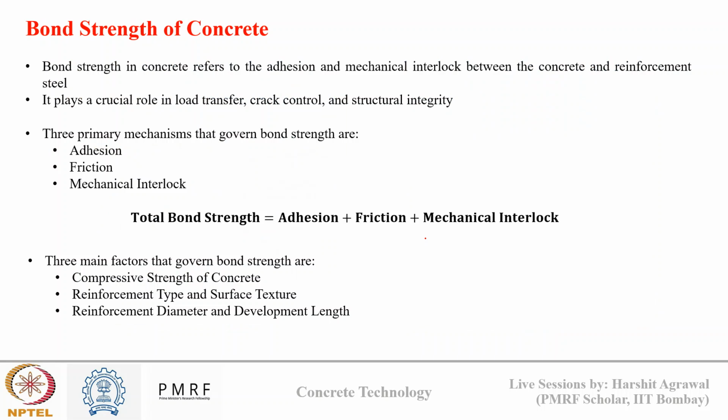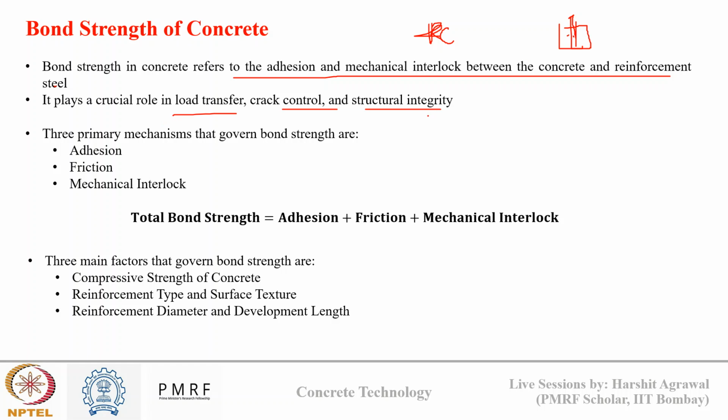Now, after fatigue, there is the bond strength of concrete. Bond strength refers to the adhesion and the mechanical interlock between the concrete and the reinforcement steel. We have already talked about how on site, the concrete that we use is reinforced concrete. Why? Because concrete is weak in tension. So, to enhance the tensile strength of concrete, we use reinforced concrete, in which a reinforcement is embedded inside the concrete. Okay, and the bond strength between the concrete and the reinforcement is also an important parameter for load transfer, crack control, and structural integrity.